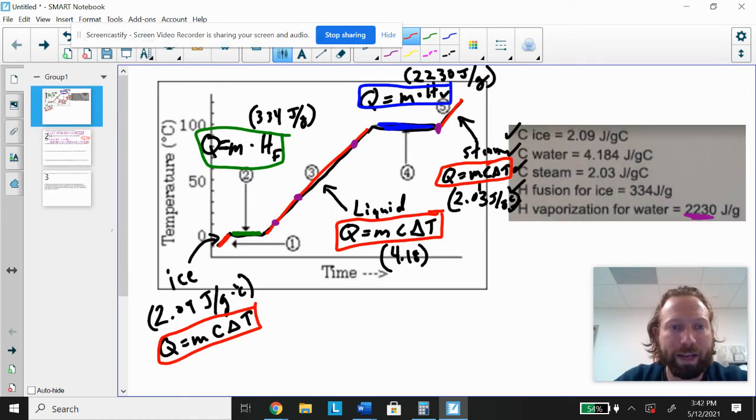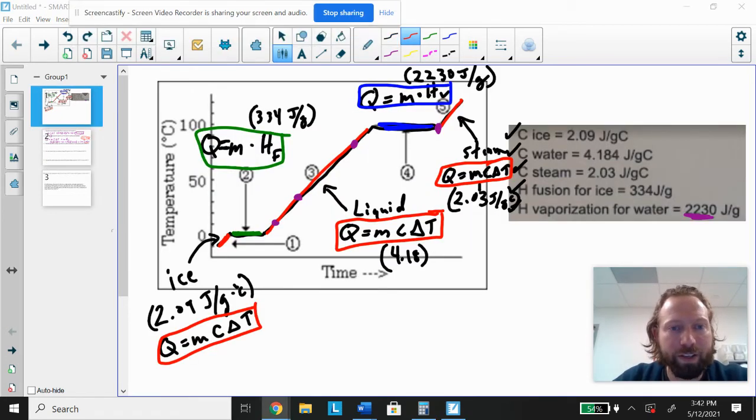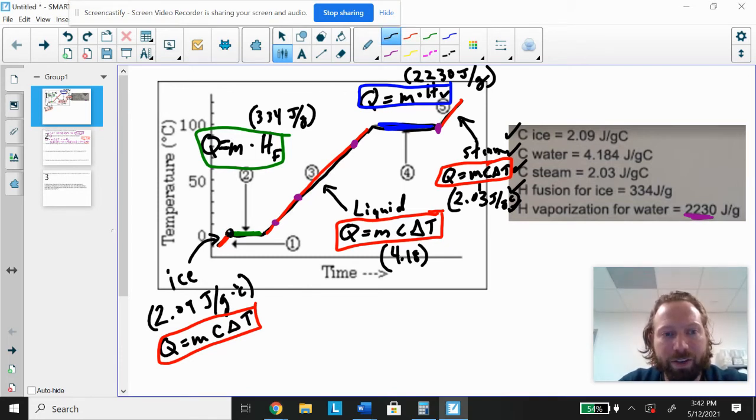So if you look back here, it's important to take a look and figure out where we start. We started with ice, so we have to melt that ice first. And then we have to heat it up to 100 degrees. That's the second part. A third part is boiling it or vaporizing it. And a fourth part is going from 100 up to 150 degrees. So there's 1, 2, 3, 4 parts in this particular question.